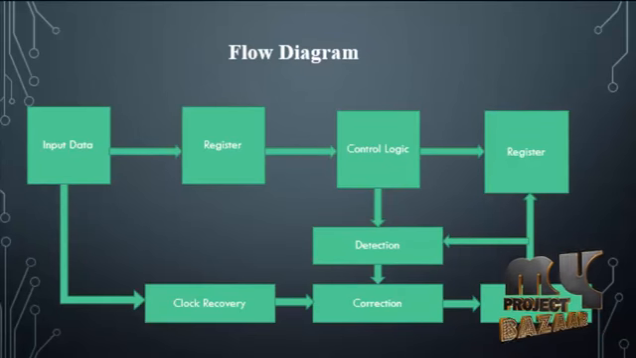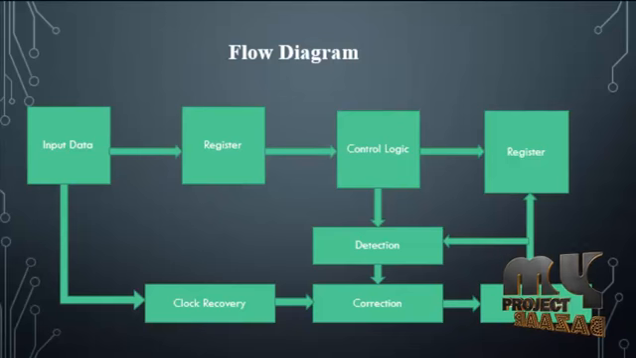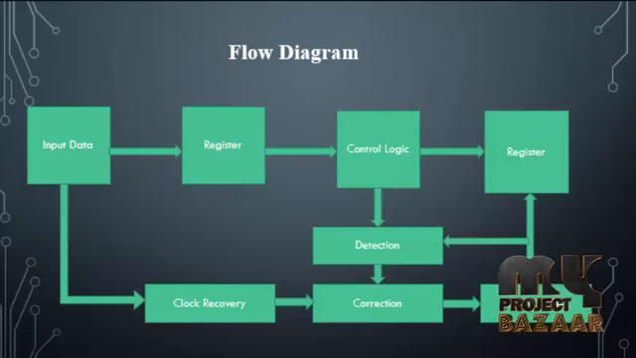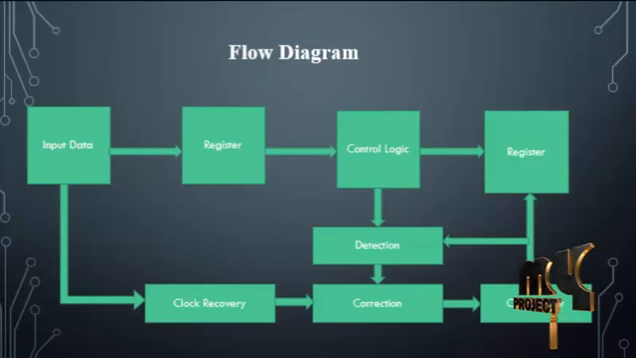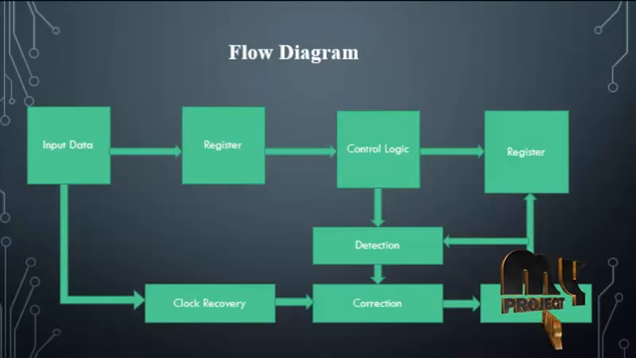Now we are going to discuss the flow diagram of our product. Our product flow diagram can be implemented by using registers and digital circuits. Using this digital circuit, we detect and correct the error from the clock recovery signal. The input data is directly applied to the register block, and the input clock is directly applied to the clock recovery. The output of the recovered clock is directly applied to the correction block.